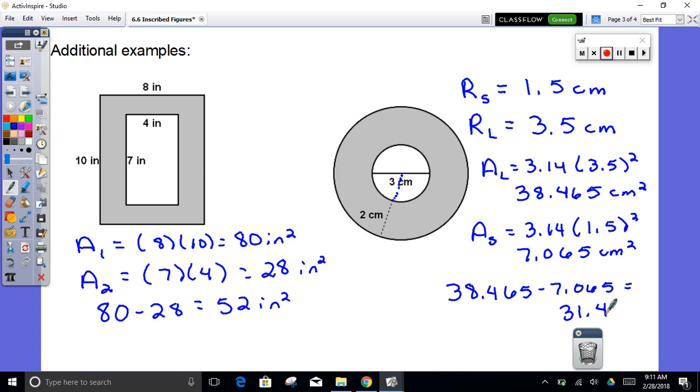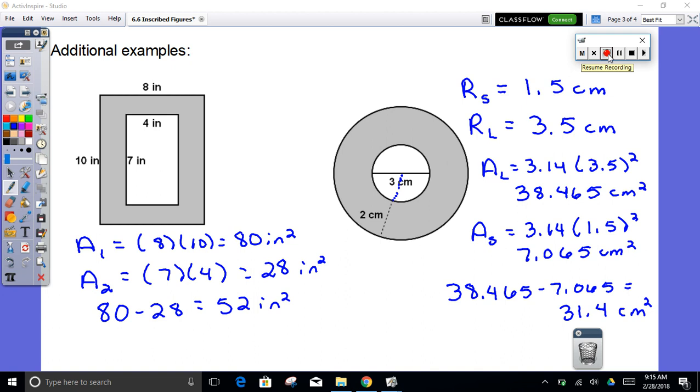31.4 square centimeters. And I usually don't do much rounding till I get to the last step. Actually, that last step didn't even need to be rounded. The 65s at the end canceled each other out. Okay, any questions before I have you try the next two? All right. Go ahead and try the next two, and then we'll talk about them.